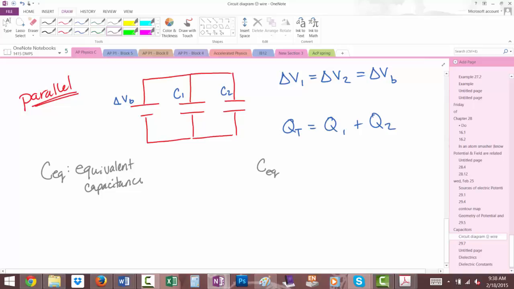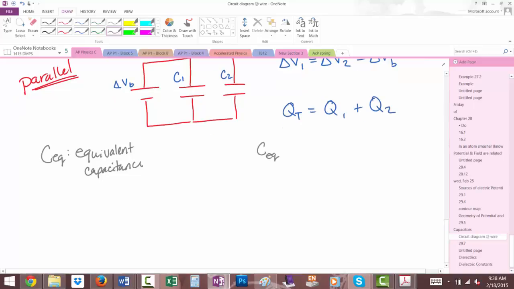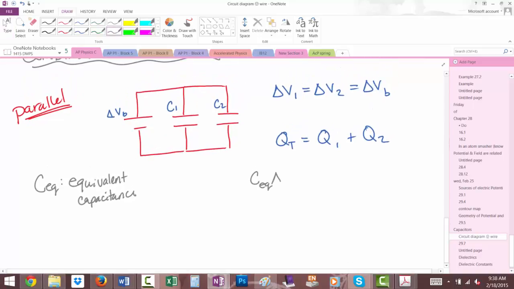Yeah. Equivalent capacitance. So that means what one capacitor could I replace these two with in order to make the same situation? So C_EQ delta V total, that's like the battery, is equal to C1 delta V1 plus C2 delta V2. Is that statement okay?